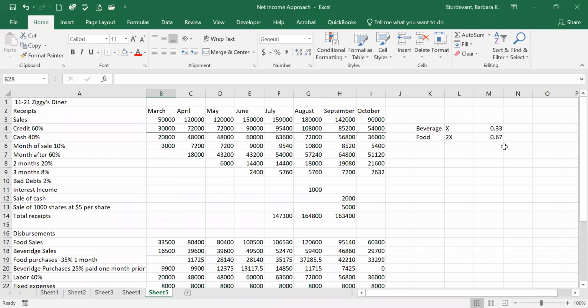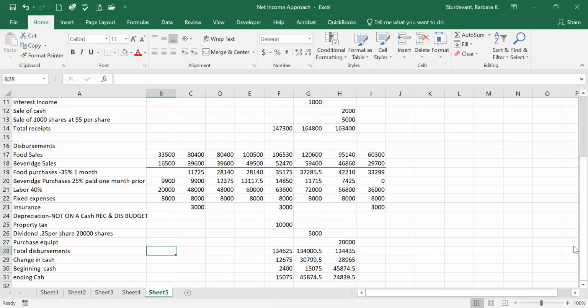Can you scroll down to the bottom just so I can double check my math? Okay, so I had rounded. That's why I was seeing the 0.5. I had rounded up above for the food purchases. That's fine.